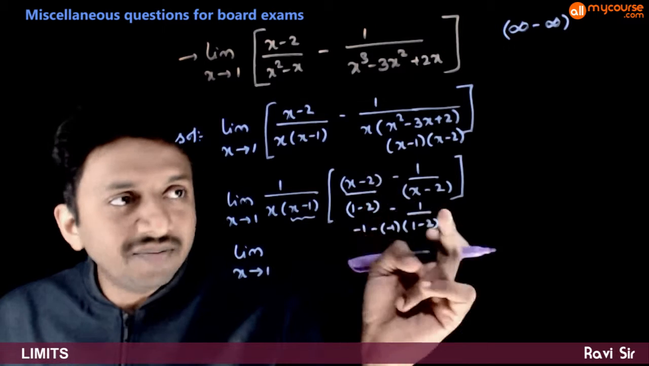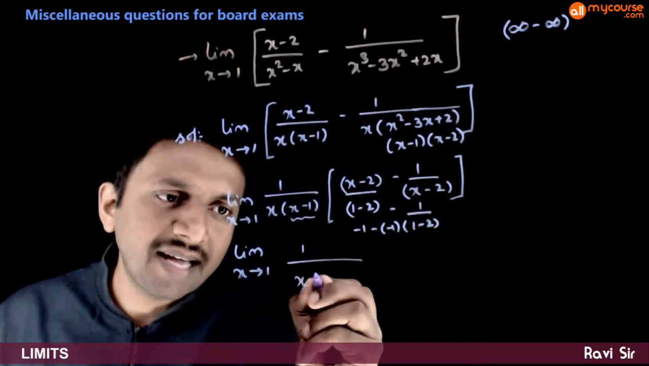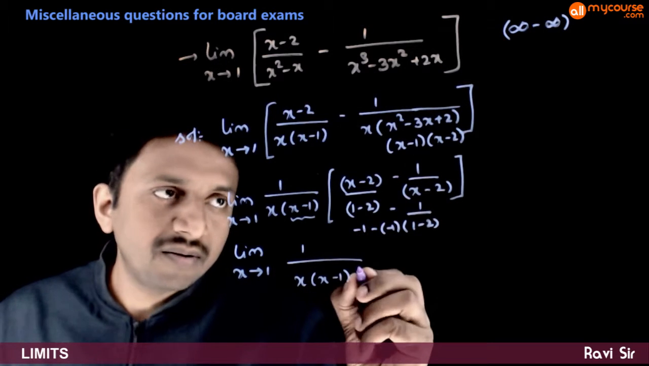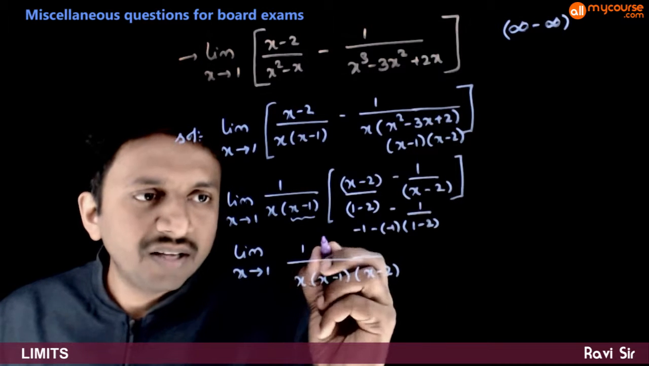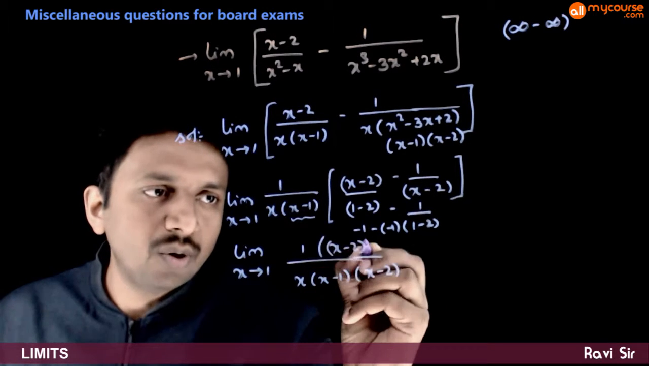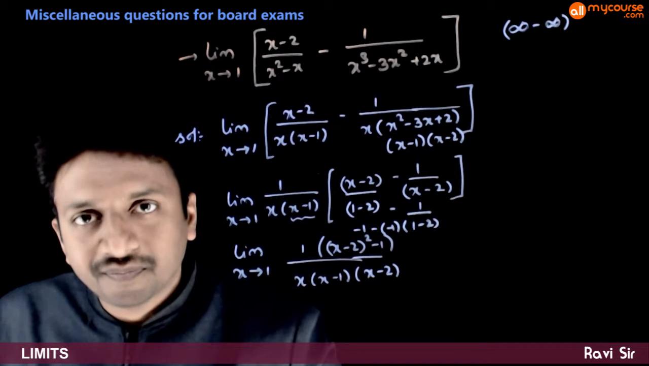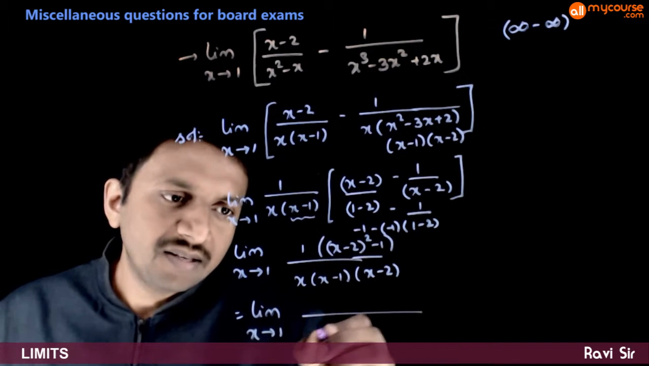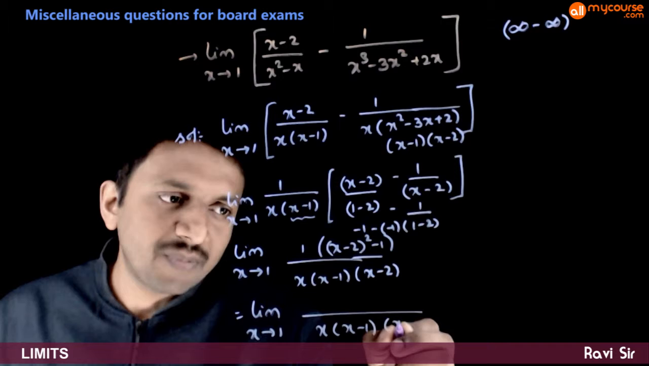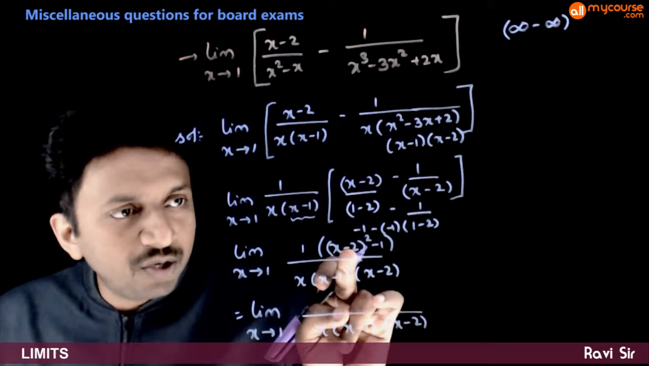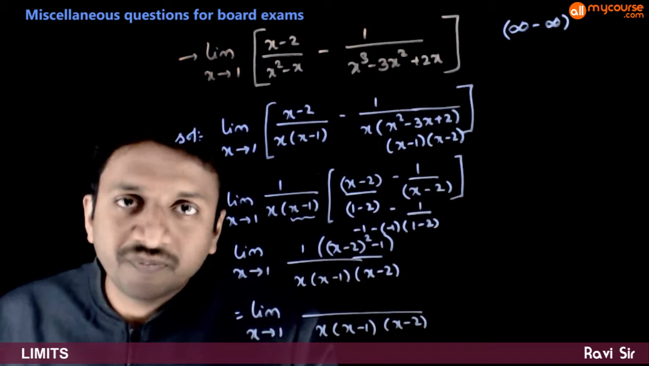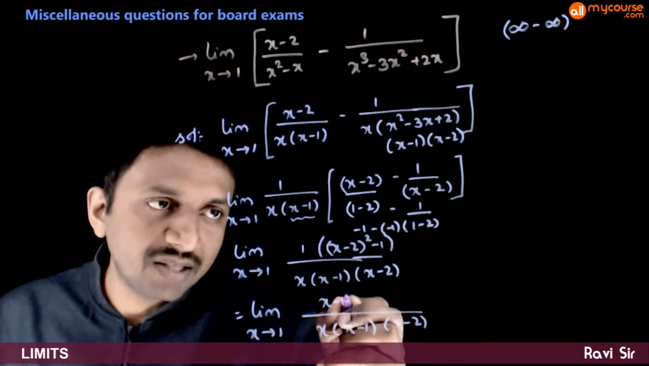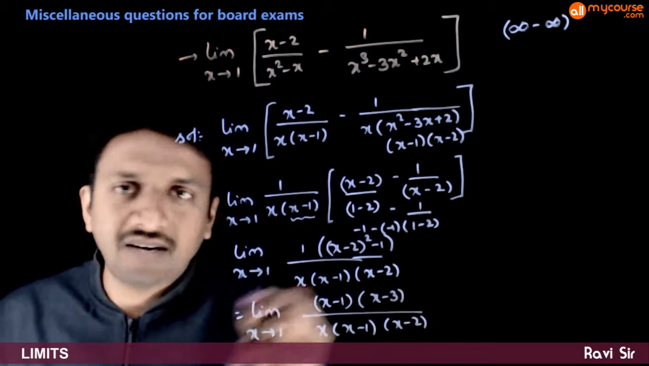So what I'll do is I'll take the LCM. So 1 by x times (x minus 1) into [(x minus 2) whole square minus 1]. So if the LCM is taken as x minus 2, in the numerator you have (x minus 2) whole square minus 1. So that is equal to limit x tends to 1. In the denominator you have x into (x minus 1) into (x minus 2). In the numerator you have (x minus 2) whole square minus 1, which is equal to (x minus 2 plus 1) into (x minus 2 minus 1). That is (x minus 1) into (x minus 3).